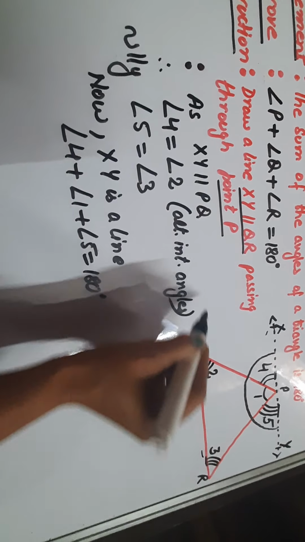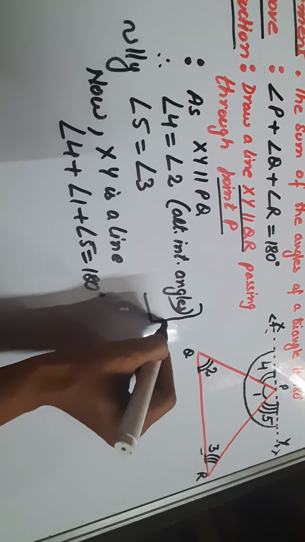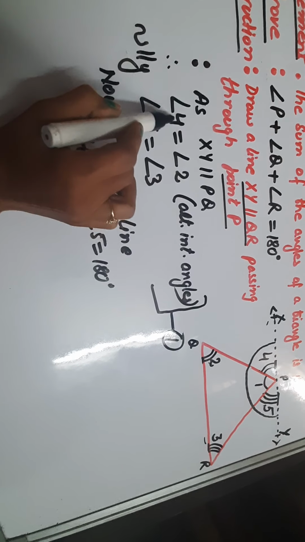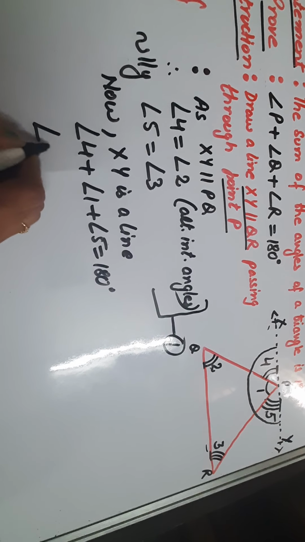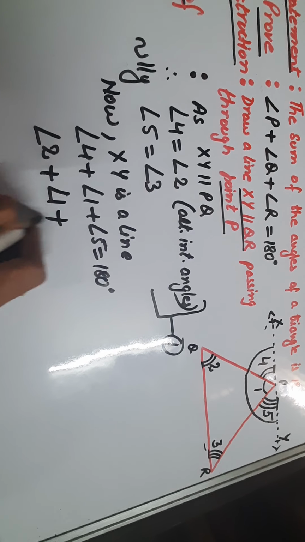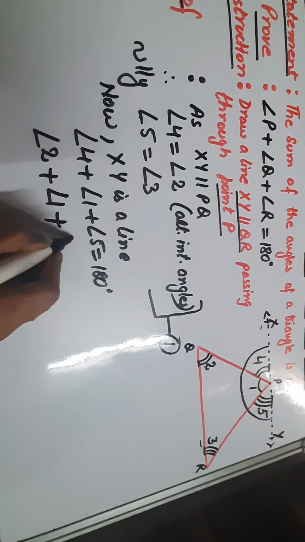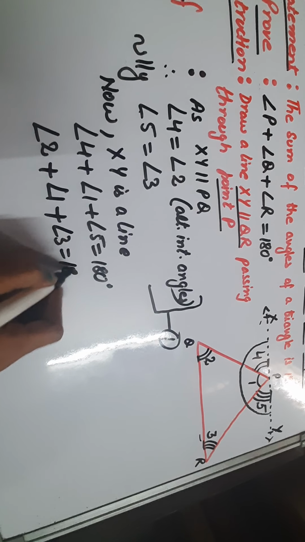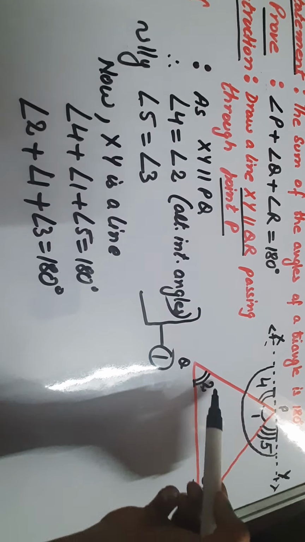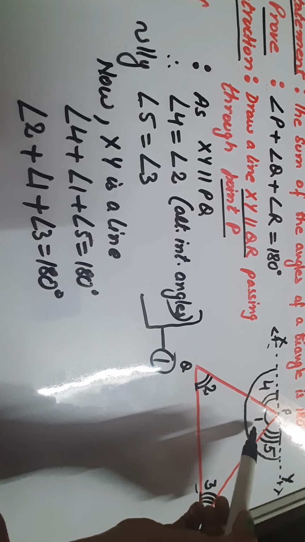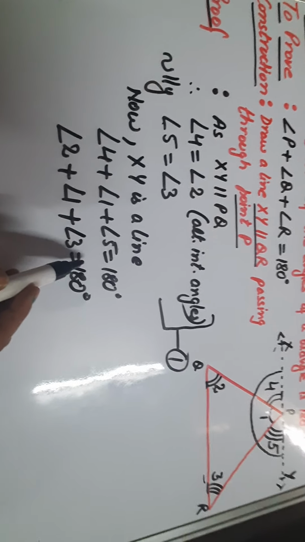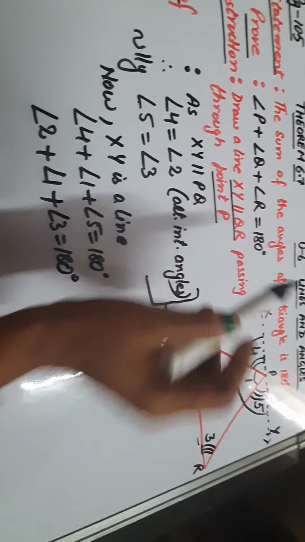And now let us mark this as equation 1. From here we can replace angle 4 by angle 2, angle 1 will be written as it is, plus angle 5 can be replaced by angle 3. So from here, dear students, what we have done, we have replaced 4 by 2 and 5 by 3. That means angle 1 plus 2 plus 3 is equal to 180 degree. This is what we have to prove.